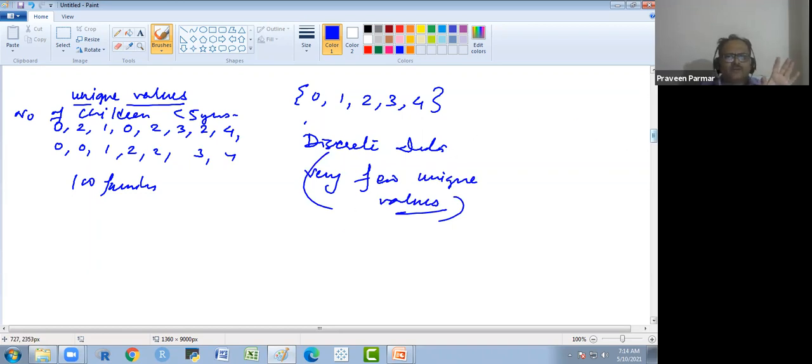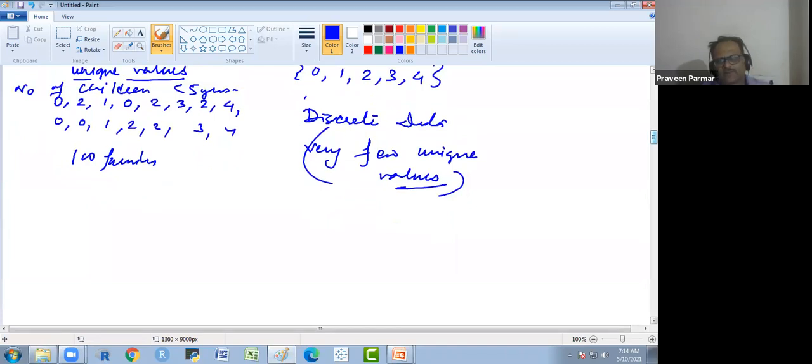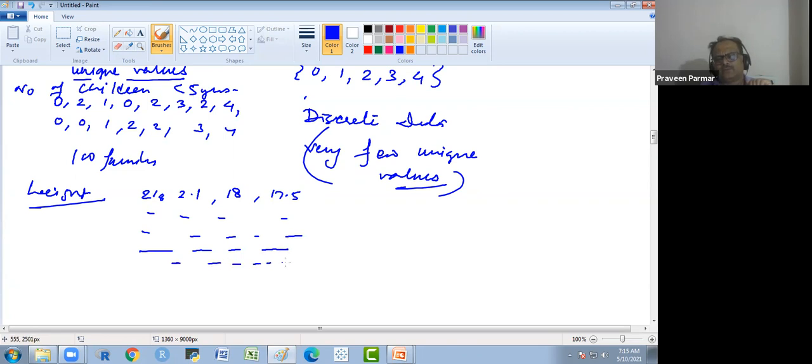Suppose you are also measuring the weight of the children who are less than 5 years. There are children from 0 years to 5 years, children of 2 months, 3 months, 5 months, 8 months. So there may be a difference in the weight, maybe 2 kg, 2.1, 18 kg, up to 5 years. There is 17.5. And this way we will get so many unique values.